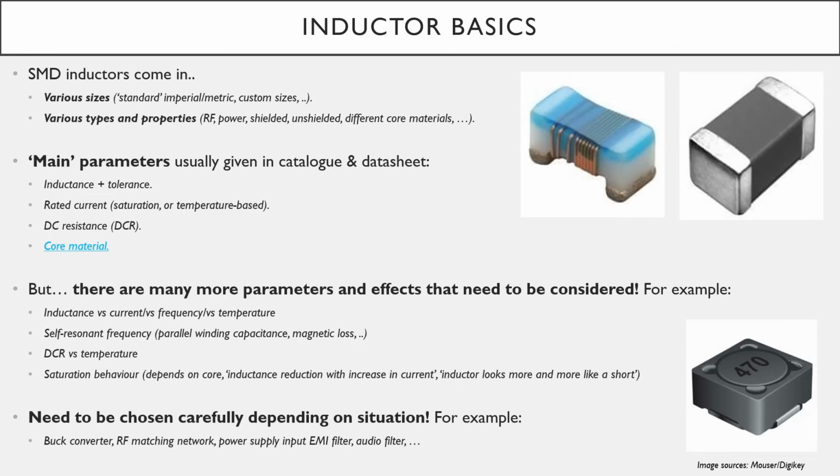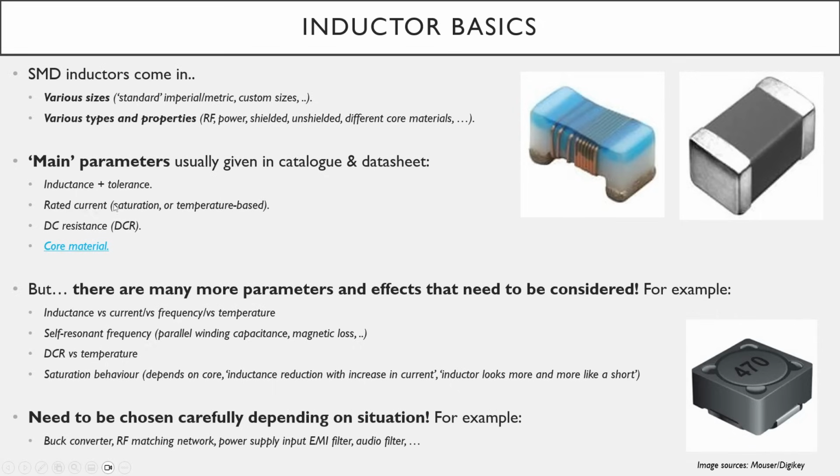Then there's the rated current, and the rated current is the maximum permissible current based on some sort of criteria. This might be saturation, or it might be temperature based. Saturation, simply speaking, means an inductance reduction with increasing current, and temperature based is how much the temperature increases, typically maybe 40 degrees Celsius. That is the rated current based on that temperature rise.